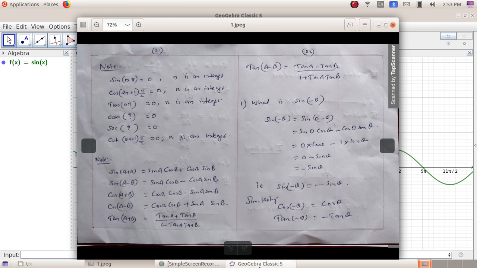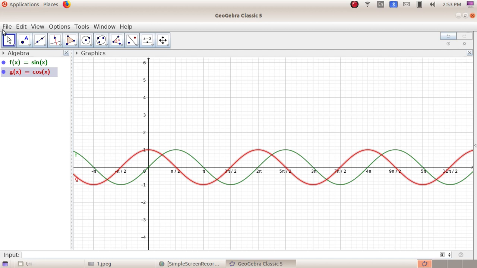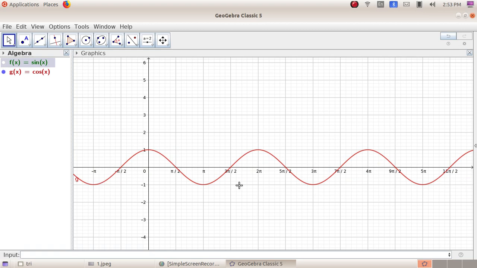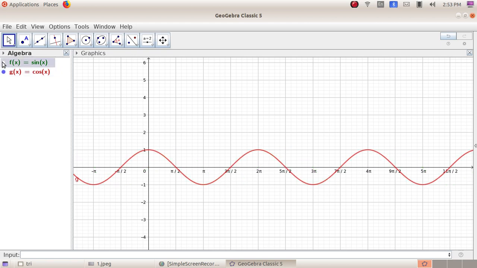Similarly, we can see the graph of cos x. Yes, first we type cos x. Let us hide the graph of f of x, and see this is a graph of cos x, similar to the graph of sin x, isn't it? But actually it is different. The graph of sin x is this one, the graph of cos x is this one, entirely different, but the similarity can be seen here. Okay, so this is the graph of cos x.